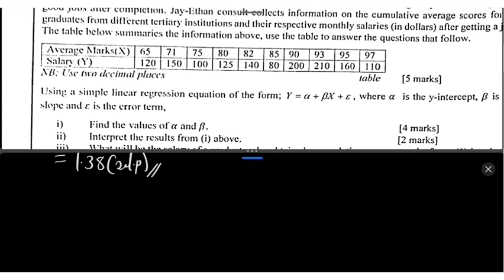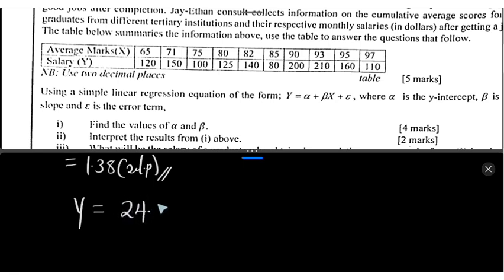The I is saying that we need to interpret the result from I. So therefore we can have our regression equation, y equal to alpha, 24.59, plus beta, or the slope, 1.38, and then multiply by x. So this becomes our regression equation in this particular case.